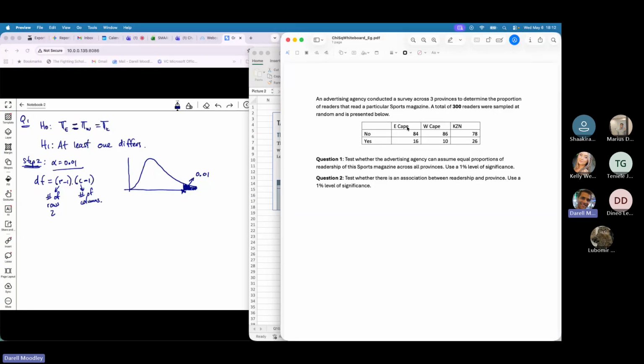And your columns, well, you have 3 columns. You have a column for each province. So it's Eastern Cape, Western Cape, and KZN. So that's why your C is 3. So if you substitute your R and C into this equation, you're going to get 2 minus 1 times 3 minus 1. All right, and that gives you 2. So your degrees of freedom is 2. Remember to do your brackets first and then multiply them out. Okay, so your degrees of freedom is 2.